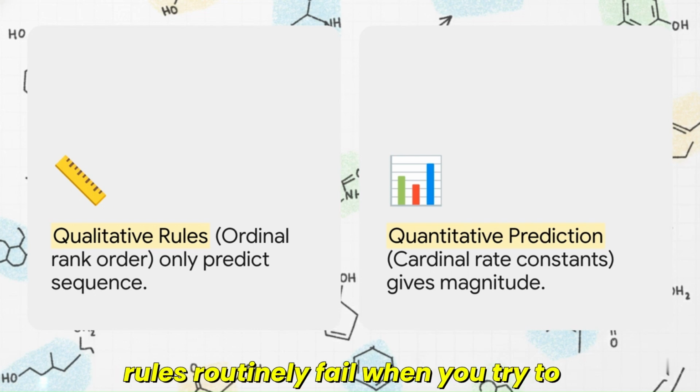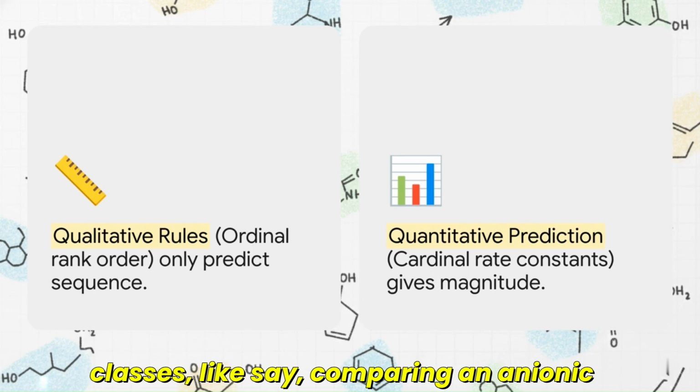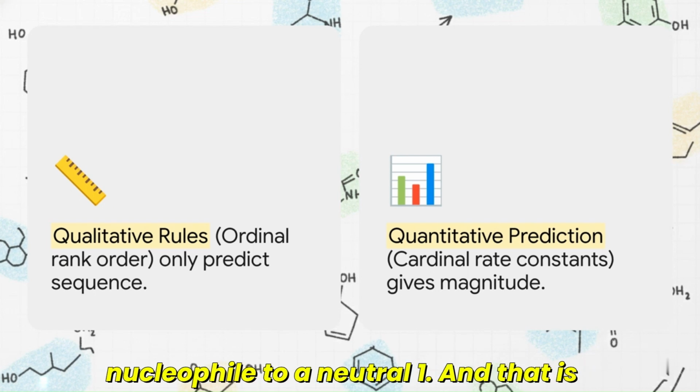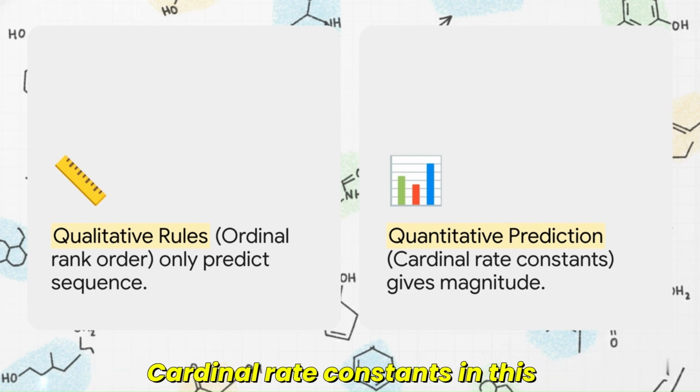But honestly, these rules routinely fail when you try to extrapolate across different nucleophile classes, like say comparing an anionic nucleophile to a neutral one. And that is exactly why we need the new paradigm, cardinal rate constants.